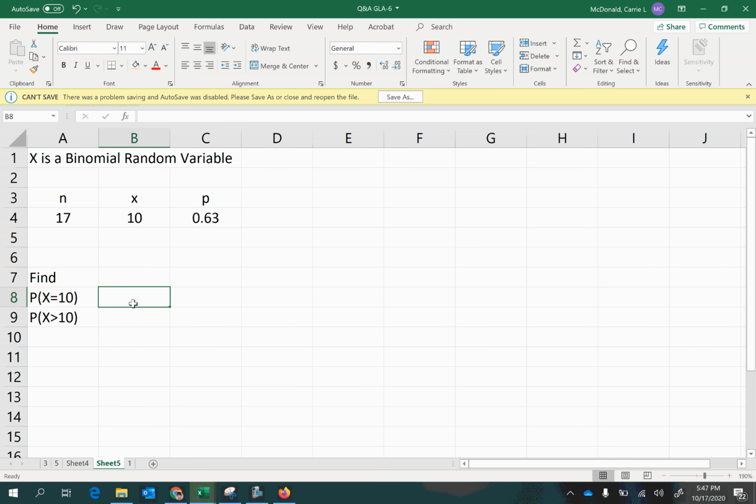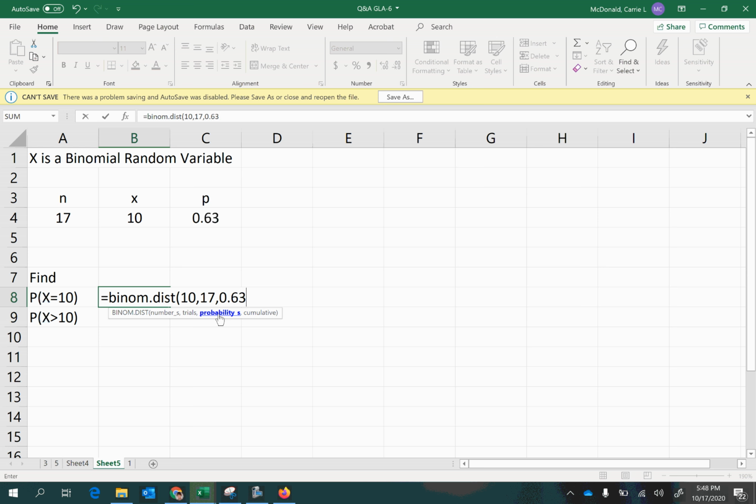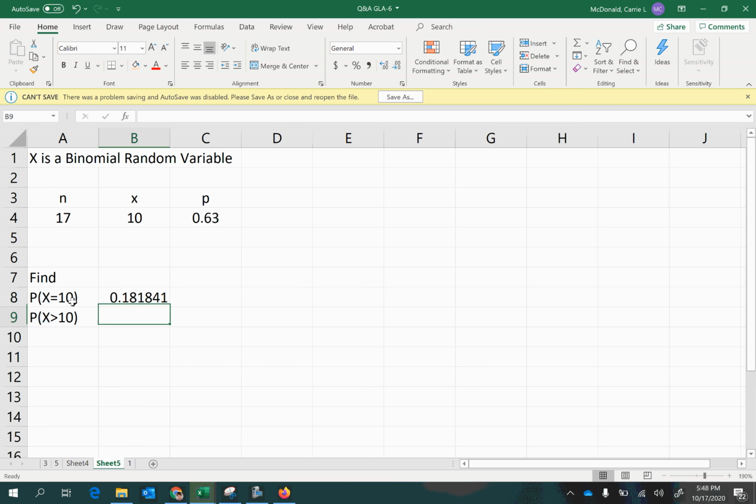All right, so all I'm going to do here is use the binom.dist function, and it wants in order the number of successes, that is your x value, so here that is 10. Then the number of trials, that is your n, which is 17 here. The probability of success in every trial will be 0.63. And I will say false for cumulative because I'm looking for x to be exactly equal to 10 successes, no more and no less. Okay, so that is the answer for that first part.